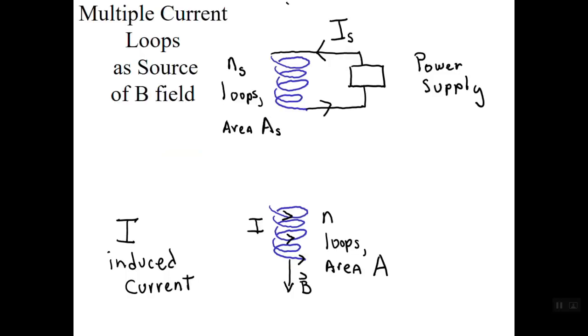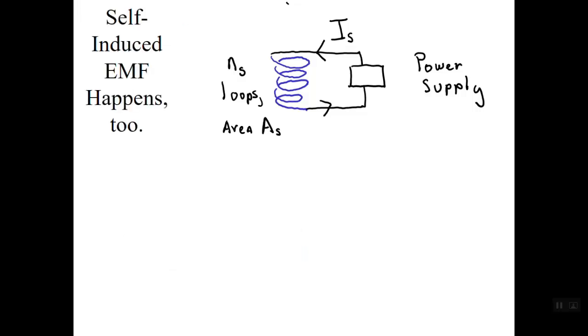Earlier we discussed how multiple current loops could serve as a source of time-changing B fields that could induce an EMF and a current in a second set of multiple conducting loops. It happens that the time-changing B field can also induce an EMF in the very same set of multiple conducting loops. This process is known as self-inductance, or simply inductance, and it shows up in many practical electrical circuits, so it's good for us to discuss.